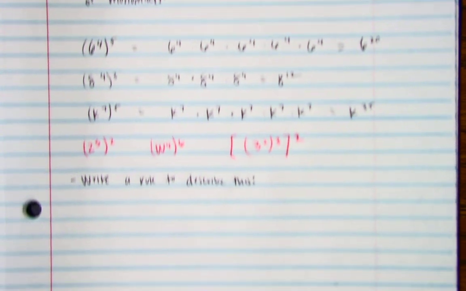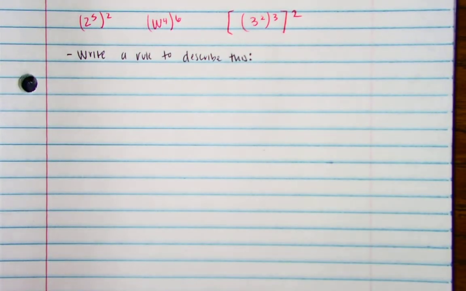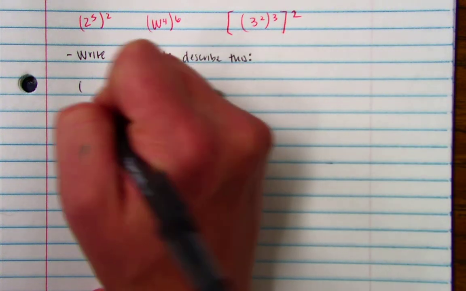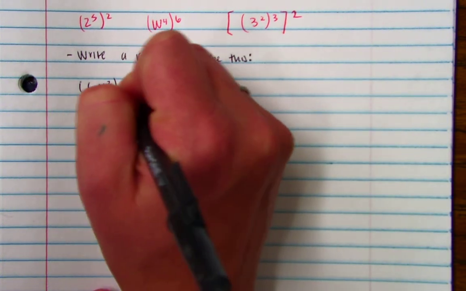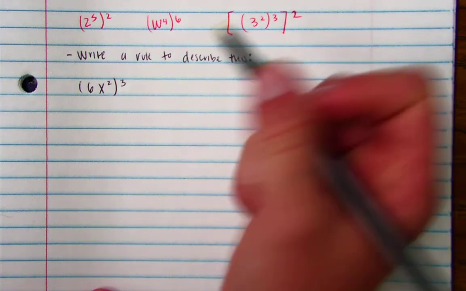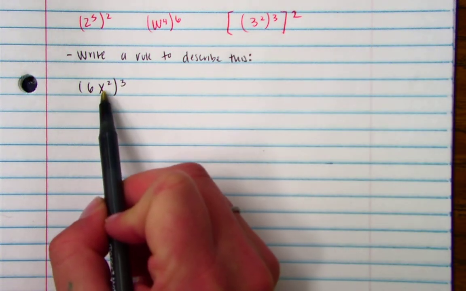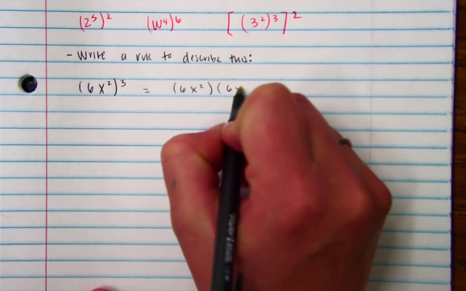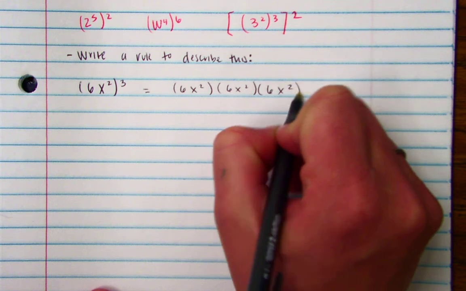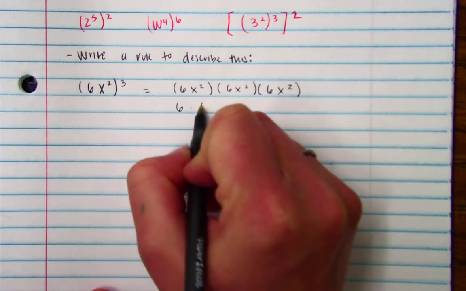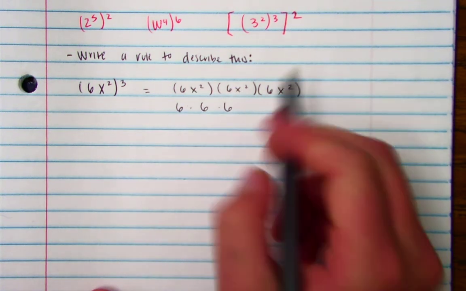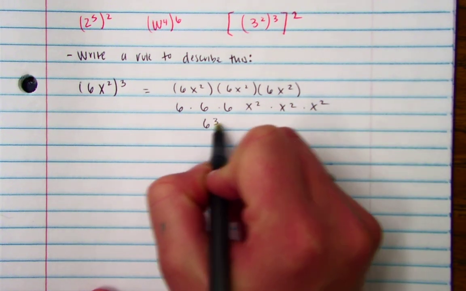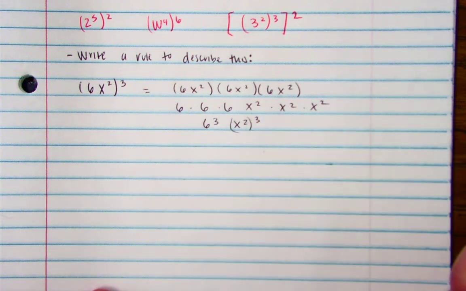Now, if we continue on, the last thing you guys need to know about this is if I have more than one variable in the parentheses. So if I have 6x squared cubed, this cubed needs to go to the 6 and the x squared as well. So this is the same as 6x squared times 6x squared times 6x squared, which we could group: 6 times 6 times 6, couldn't we? And we could group the x squared, so we'd have x squared times x squared times x squared. Or in other words, 6 cubed, x squared cubed.